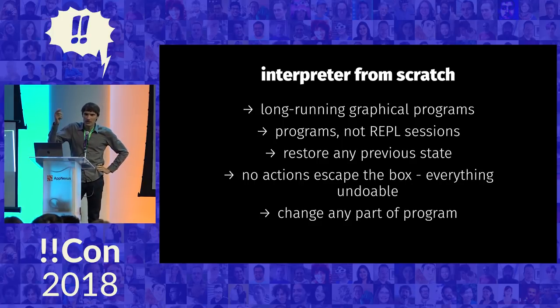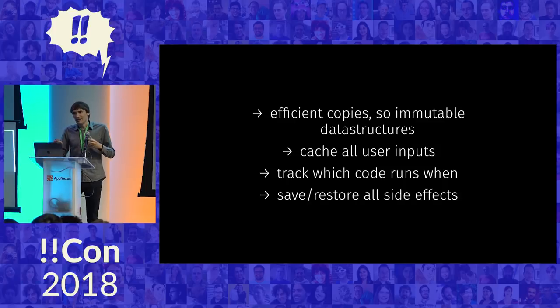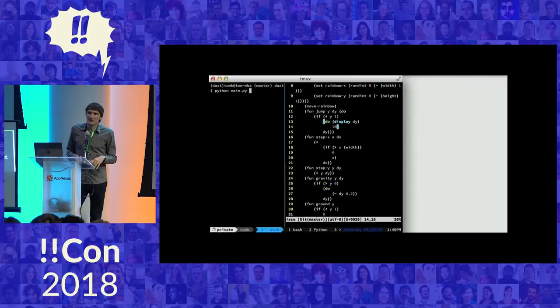As long as we're recreating the universe, let's say no actions can escape the box, there'll be no shopping for shoes API in this new interpreter we're going to build. I want to change any part of the program and see the effects immediately. I don't want to wait for them, so I'm going to use both snapshots and maybe efficient copies. I'm going to need a lot of stuff to do this. It's going to be a lot of work. So we do that work.